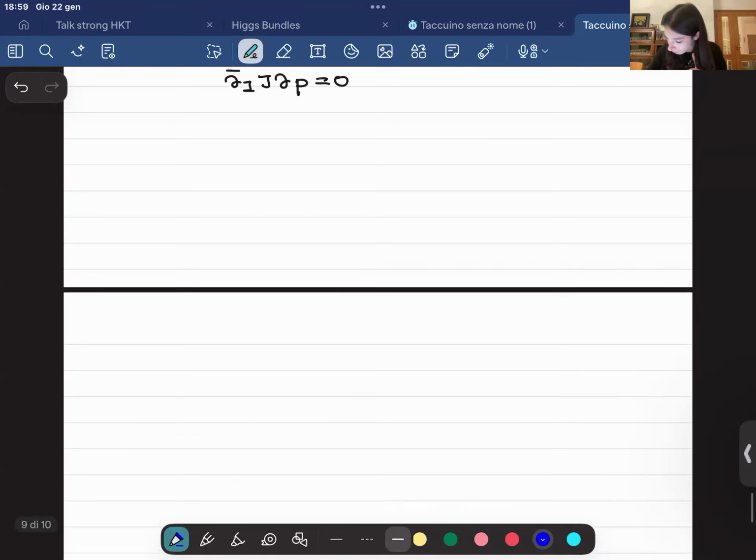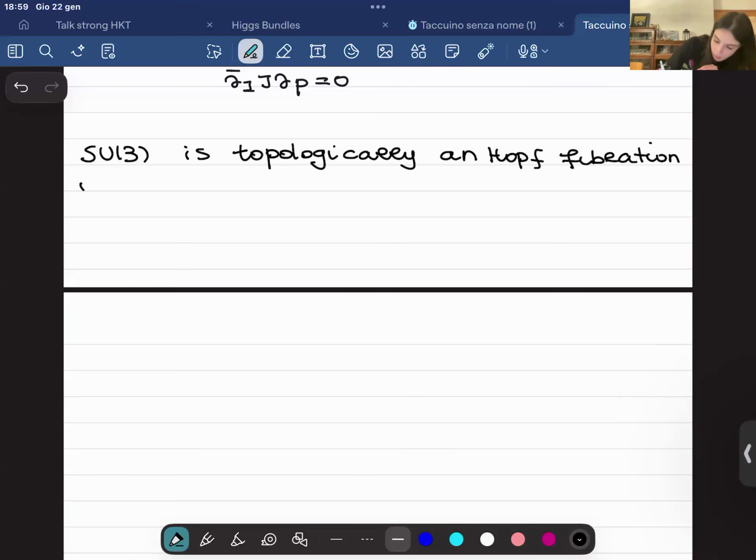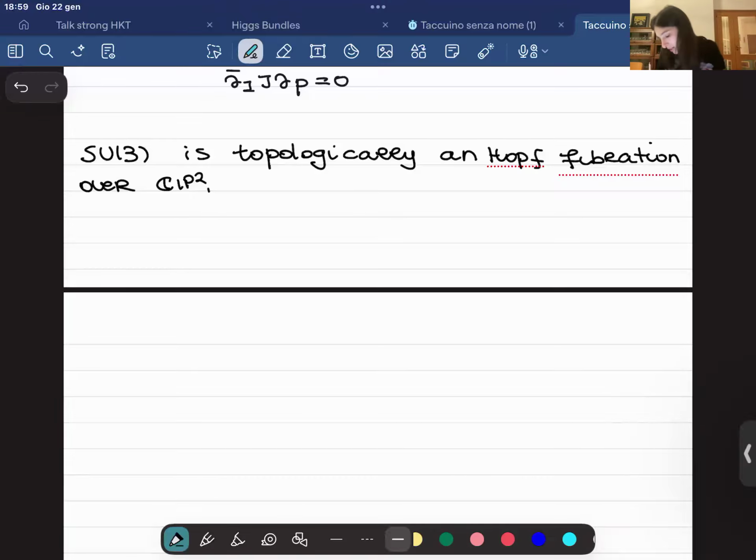Now, SU3 has a nice description. A nontrivial fibration over CP2. Unfortunately, we were not able to prove that SU3 is the only example, at least in the compact simply connected case. But we can prove a structure theorem anyway. And you're going to see that the structure is not too different from this one.